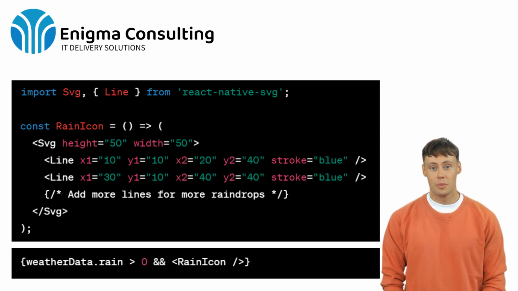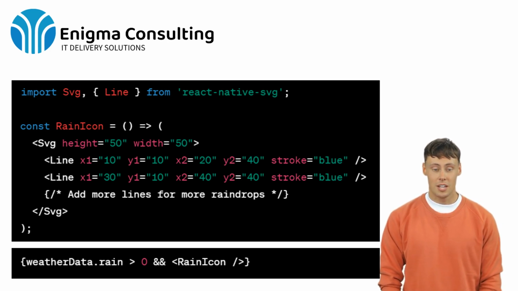Clear information. By displaying both numerical data and graphical representations, you provide a clear and engaging overview of the weather conditions. Conditional rendering. By using conditional rendering, for example only showing the rain icon if there's rain, you make the UI dynamic and relevant to the current weather. Consistent design. By using similar techniques to display rain and humidity as you did for other weather information, you maintain a consistent and cohesive design.